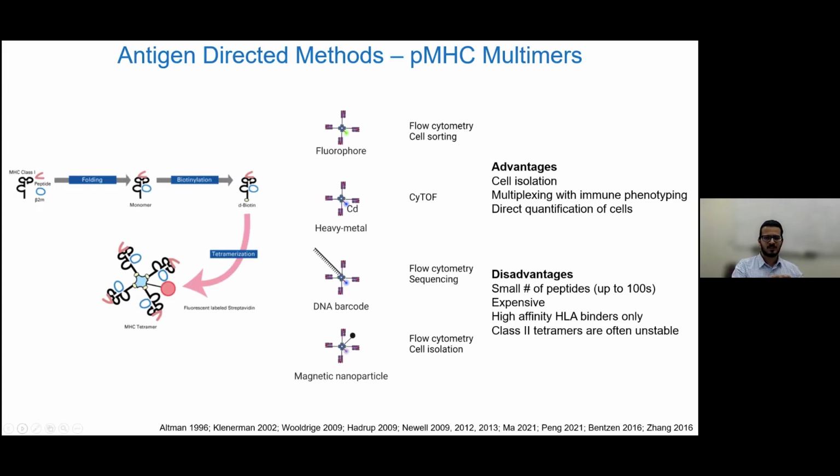Now, these methods, as I mentioned, can help in quantifying cells directly that are recognizing a certain epitope, but they can also be used to isolate those cells. And you can also multiplex other immune phenotyping methods, such as looking at surface markers along with these tetramers or multimers. However, the disadvantages often are that the scale of peptides that you can test at once is still restricted. Even the best methods are getting somewhere in the range of hundreds of peptides at best. They're also quite expensive to make and also non-trivial to make. They typically present only high affinity peptides, and they're not particularly great for looking at class 2 MHC complexes.